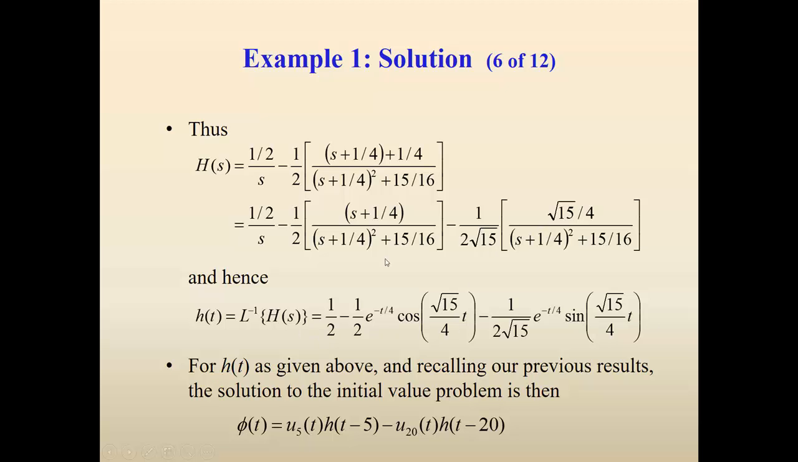So when all is said and done, 1 over s is just 1. So 1/2 times 1 is 1/2. Minus 1/2, notice, is an s plus 1/4, right? Not just an s squared. That's an exponential, because remember, exponentials in real space make phase shifts in Laplace space. So we have an e to the negative t over 4 times cosine of square root of 15 over 4 t. And lastly, we have a similar sine that's being shifted by the exponential. Notice, even though this form's not particularly lovely, it's a lot better than if I had to worry about these phase shifts, t minus 5 and t minus 20.